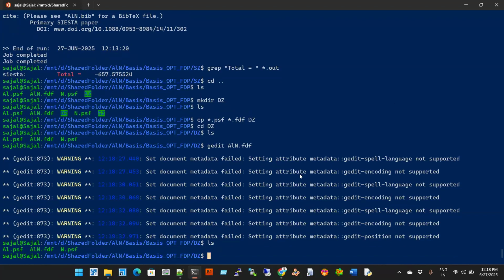Dear participants, have you completed the run, or do I have the file? Have you downloaded the file I have sent in the chat box? I mean the WhatsApp group.